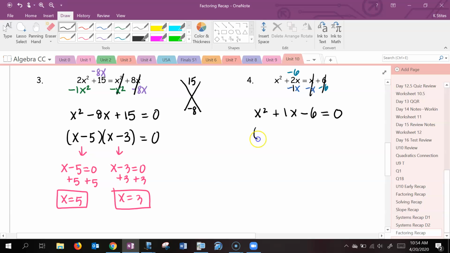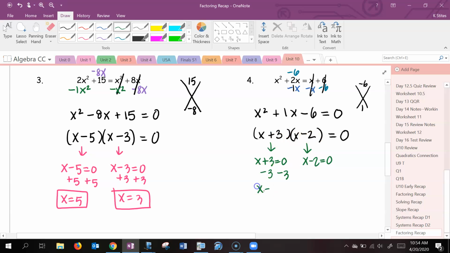Now we can do our box problem. We are multiplying to negative 6 and we are adding to 1. And that would be a positive 3 and a negative 2. And then go ahead and solve. Again, solving, I just set each part equal to 0. It does have to be in factored form first. And then we can move our 3 over. You'll get x equals negative 3. And you can move your 2 over and you're going to get x equals 2.